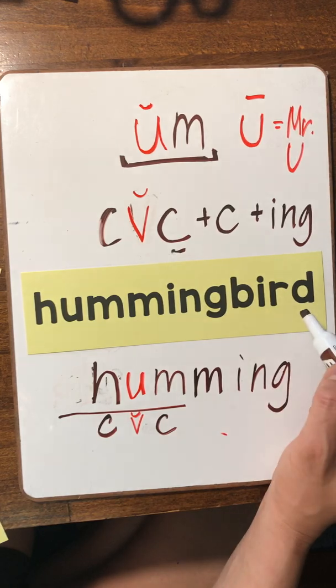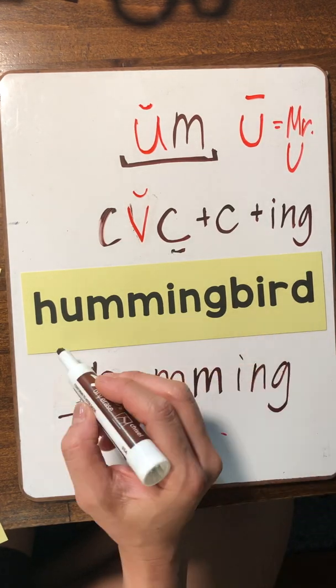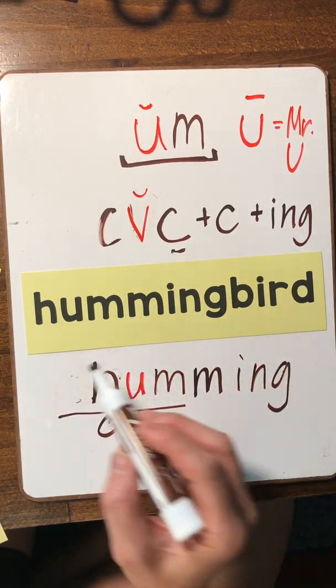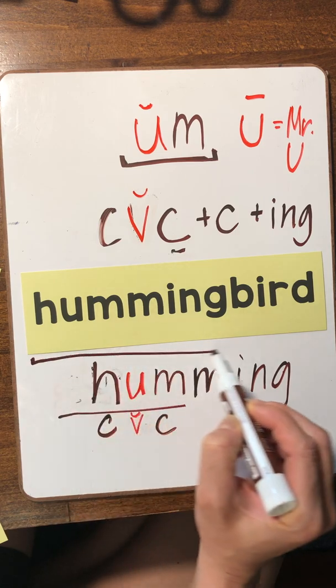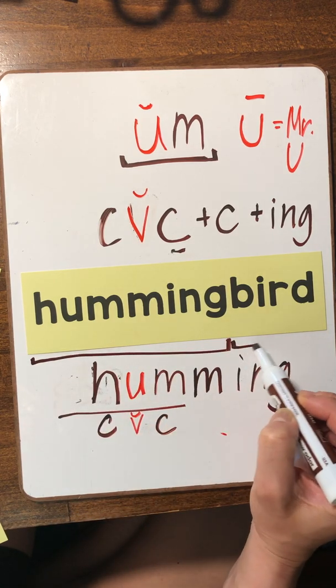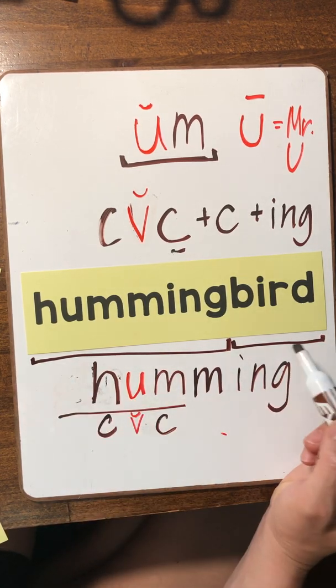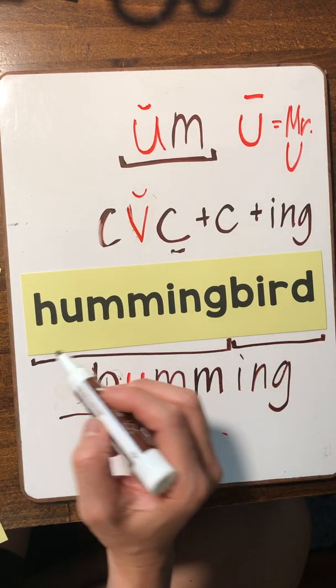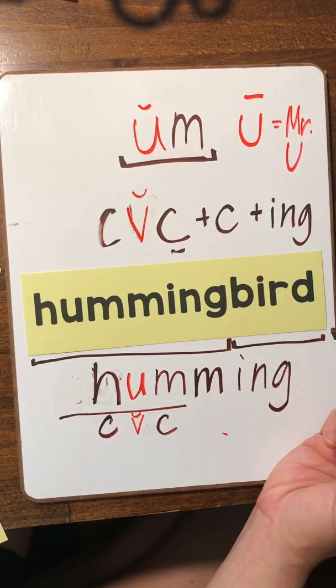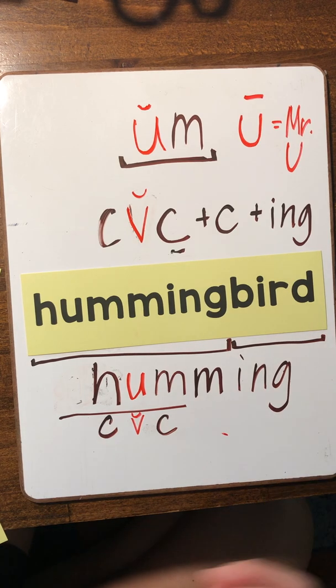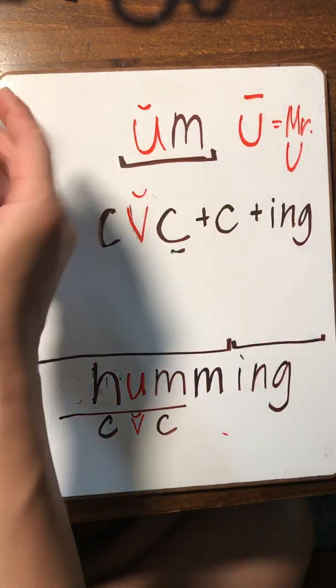Humming, and then bird. It's actually what we call a compound word. I don't know if you remember that, but it's a compound word. A compound means made of more than one thing. And what this word is made up of is more than one word. You have humming, which on its own is a word, and bird, which is a word too, right? And here, let's try one more.